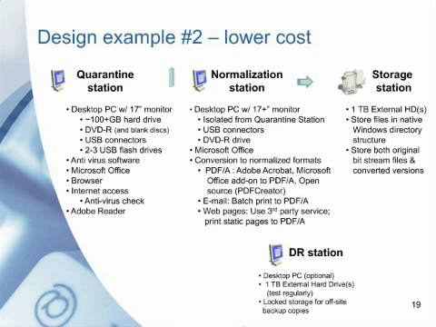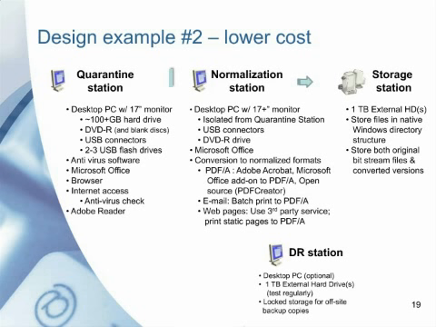This slide shows a very similar setup, but using lower cost components. The quarantine station is very similar to the one on the previous slide, but has a smaller monitor to reduce costs. The normalization station again uses a smaller monitor, but could also have other open source PDF-A converters used, such as PDF Creator, instead of the more expensive Adobe Acrobat.